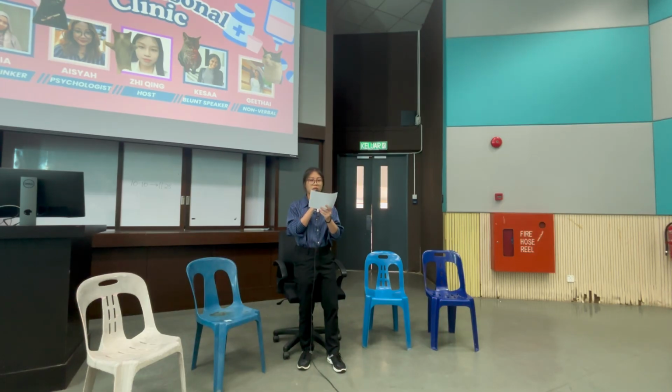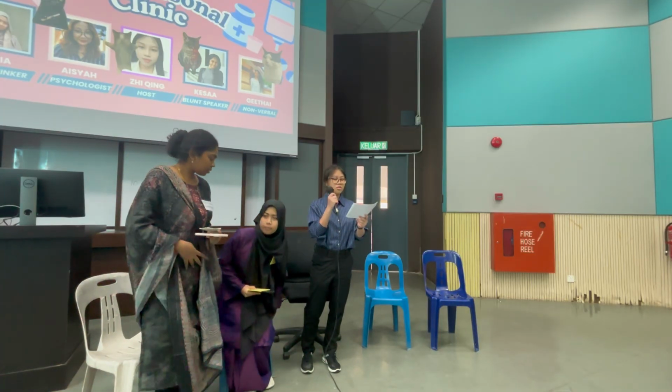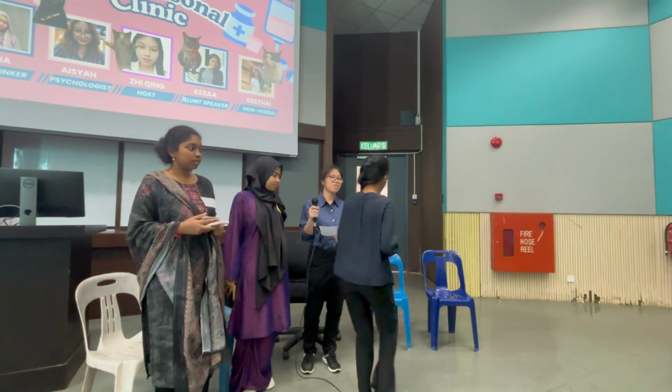Let me introduce them. The first one is Julia. She is an overthinker. Next is Gide. She is a non-verbal communicator. Then Kisa. She is a blunt speaker. Lastly is our psychologist, Dr. Aisha.